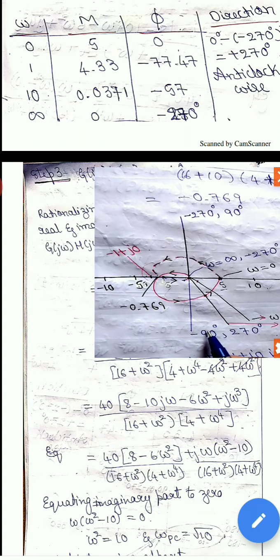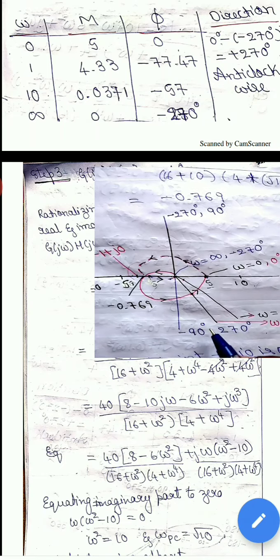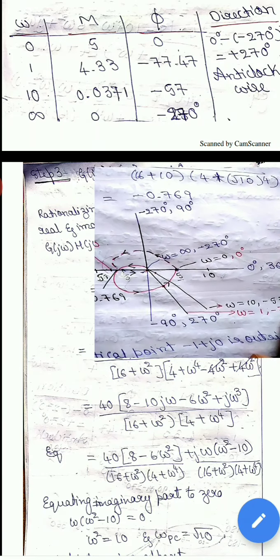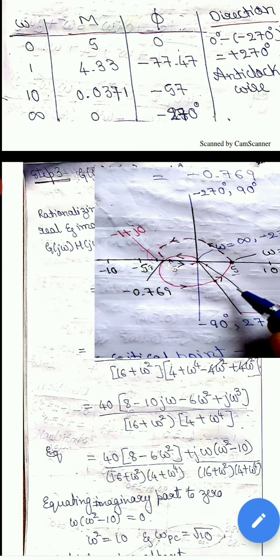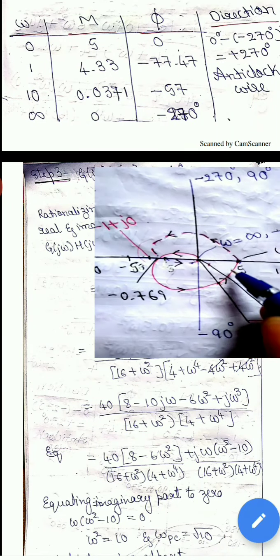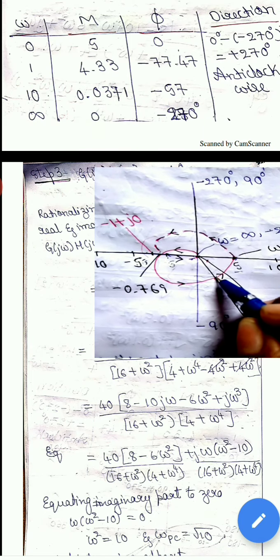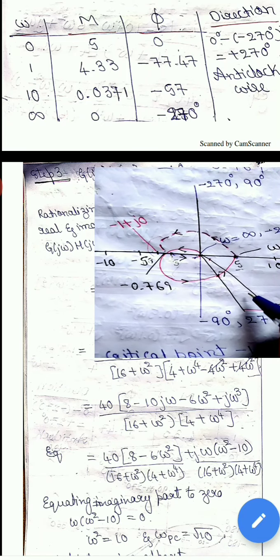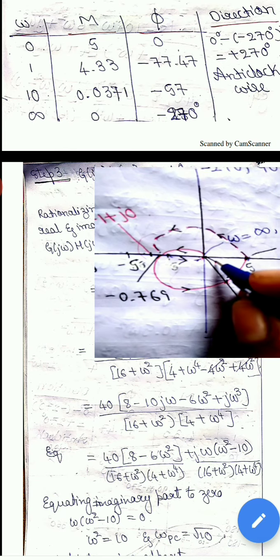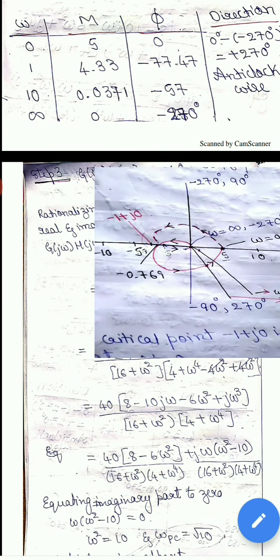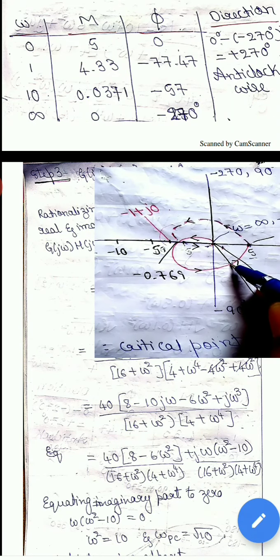Next, at omega is equal to 10, you got minus 57. What about magnitude? At omega is equal to 1, you got magnitude 4.33. Next, at omega is equal to 10, you got 0.0371, somewhat here. We shall not consider this one, only we shall consider this one.